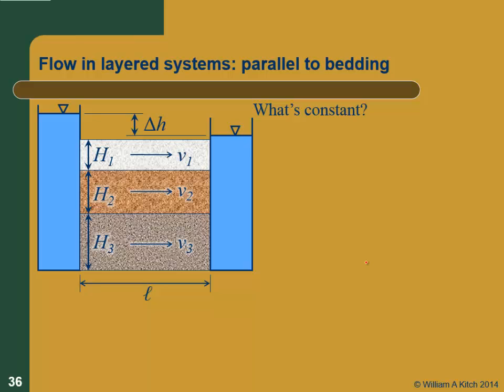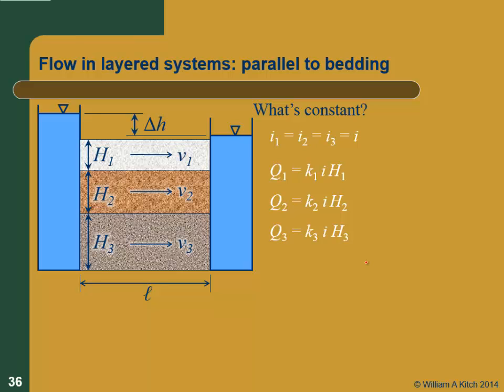What is constant? L is constant and H is constant, so the hydraulic gradient is constant. So that's what's constant in this one. So I1 is equal to I2 is equal to I3. Right? So Q for the first one is equal to KIA, right? Q for the second one is equal to KIA. In this case, A is just H because it's 1 unit into the board. So those are the equations for the 3 Qs.